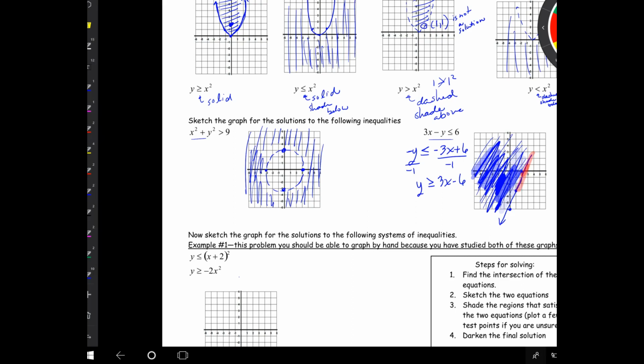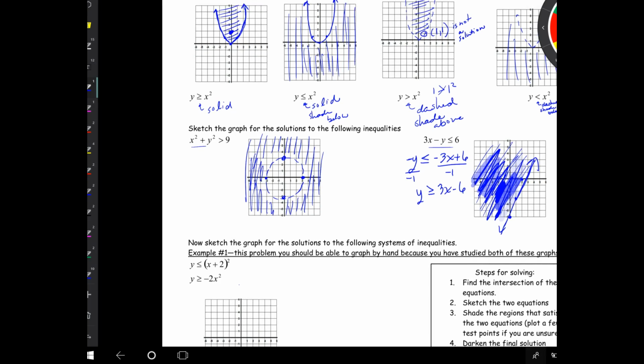But a few things to check with as far as your lines is, did you remember to flip the sign in the second example? Why did we have to flip the inequality symbol? Because you divided by a negative, and that will come into play with inequalities, so make sure you remember that rule, and then check to see that you have a solid line and you've shaded above.